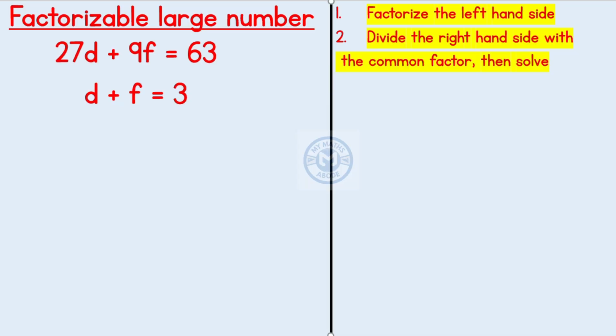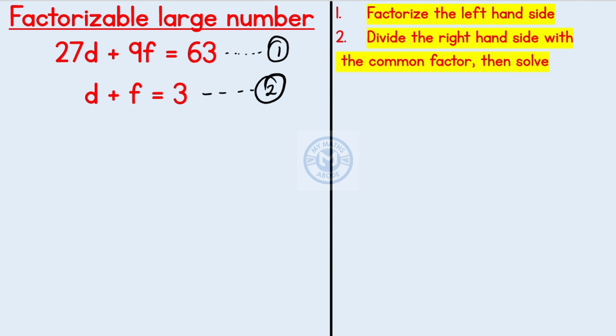So we are starting with the first one. I remember in our previous video, I told you that the first thing you need to do in solving simultaneous equations is to label your equations. So we are going to label this to be equation 1, and then label this to be equation 2.